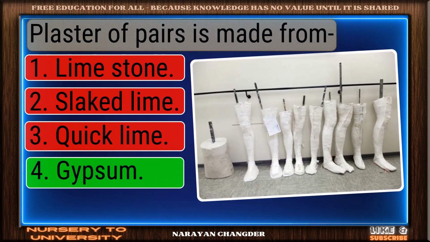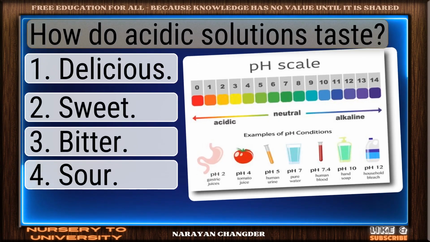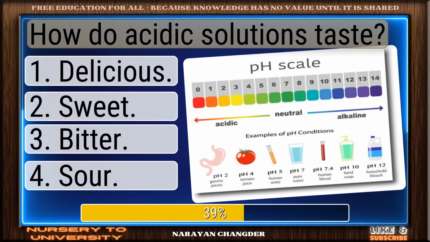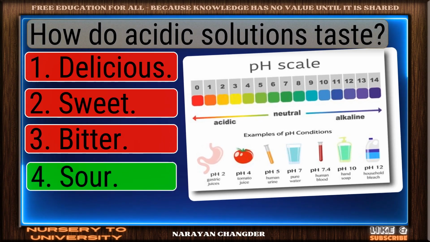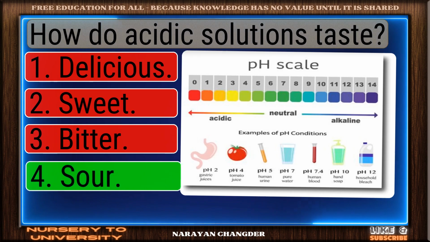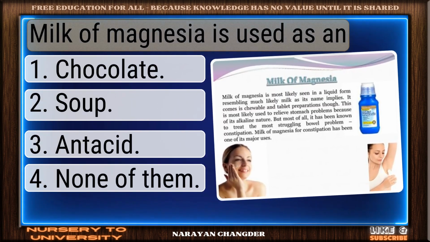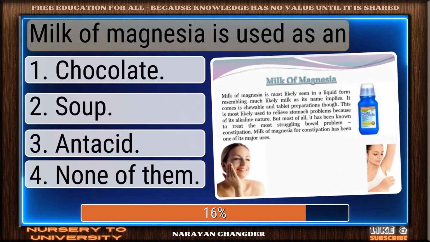Excellent. Gypsum is a brilliant choice. Question number 153. How do acidic solutions taste? Well reasoned. Sour is the correct choice. Question number 154. Milk of magnesia is used as an.